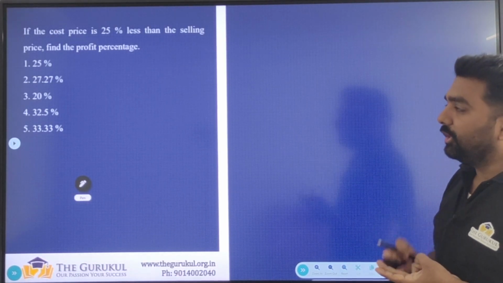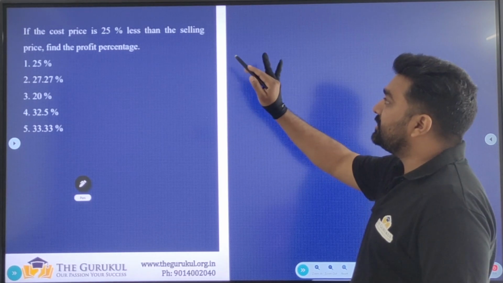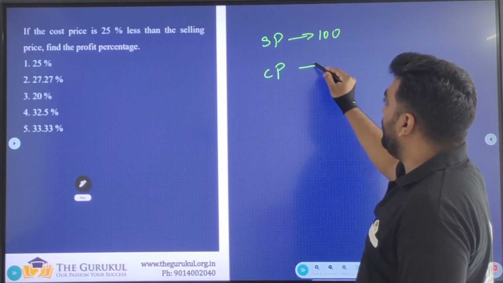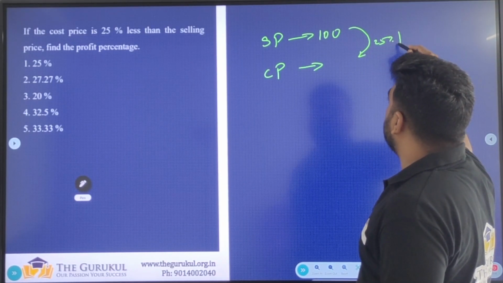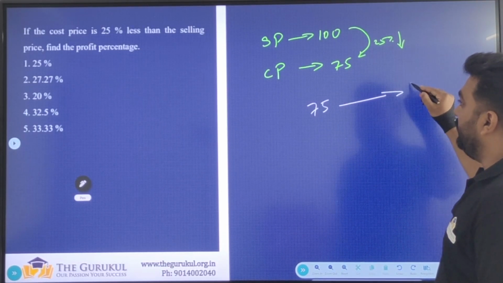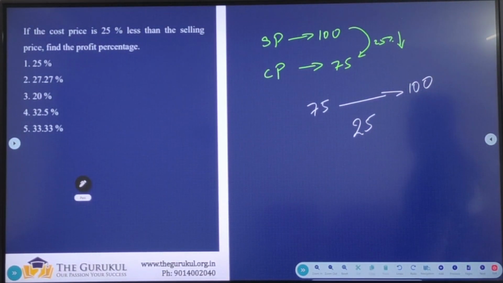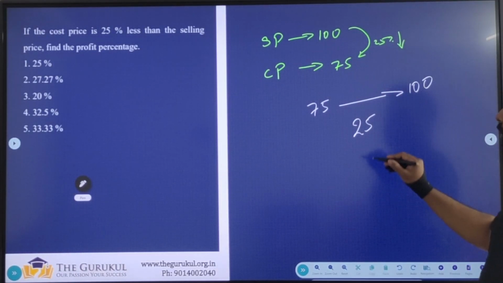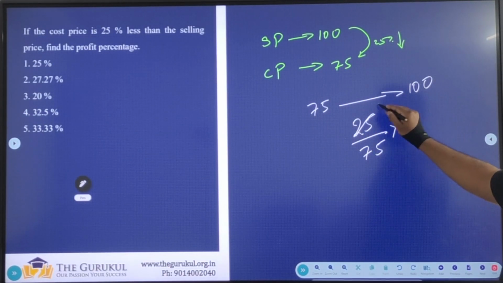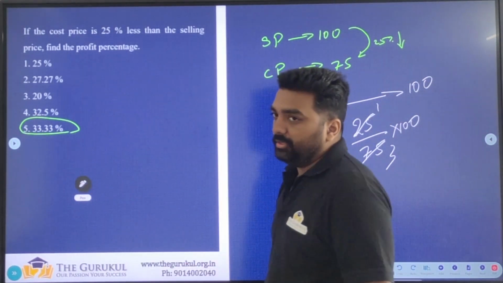Options are in percentage. The question is also in percentage. So we don't need to worry about what is happening. If the cost price is 25% less than selling price, if selling price is 100, cost price is 25% less. So cost price is 75 only. So I purchased for 75, sold for 100. I'll get 25 rupees profit. On what value? Profit should be always calculated on my cost price, that is 75. We want percentage, so multiplied with 100. So 1 by 3 as a percentage, which is 33.33%.